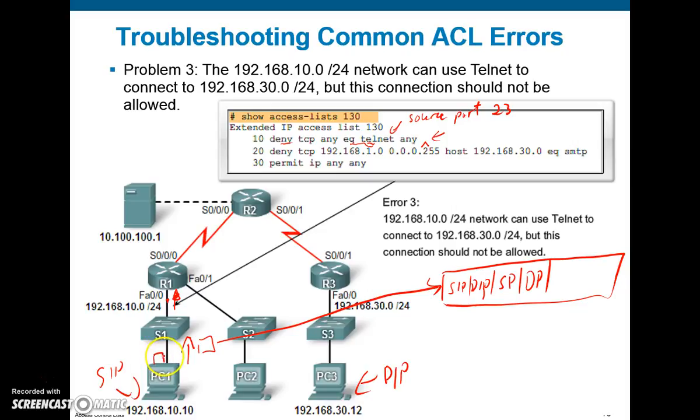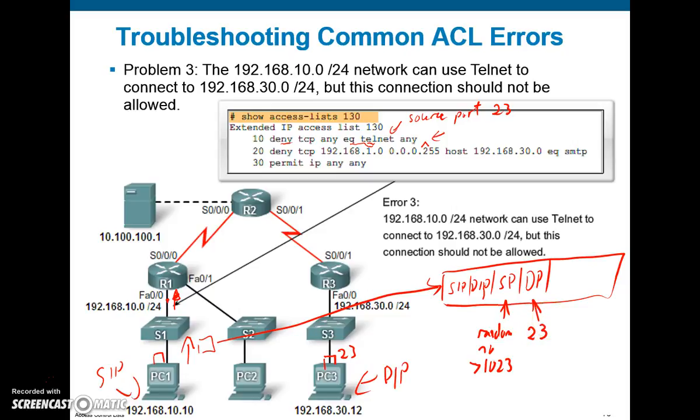What port will PC1 use? PC1 will use a random port number, because PC1 is a client. If you learned from the TCP/IP module, a client will open a random port number. So your source port will be a random number, normally a number that is more than 1023. What is the destination port? If PC3 allows telnet, its port 23 should be open, because port 23 is the well-known port for telnet. So the destination port should be port 23.